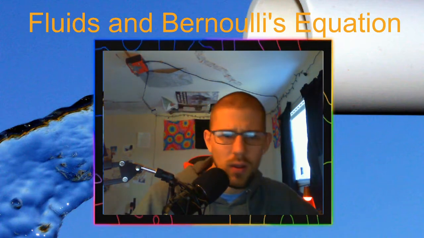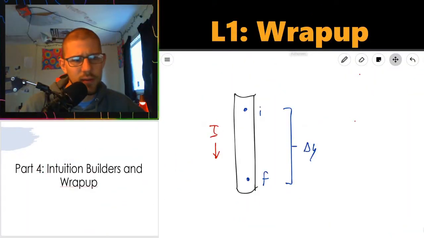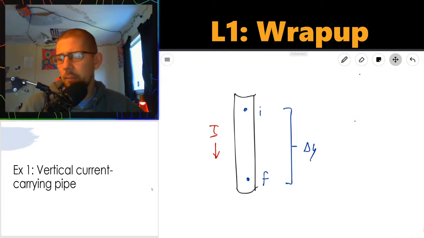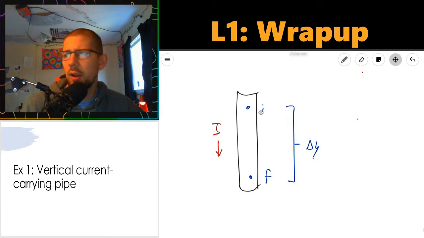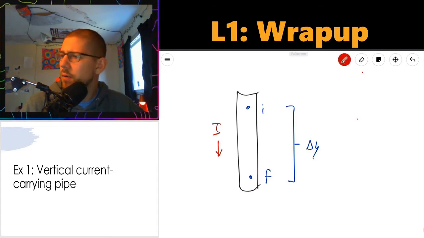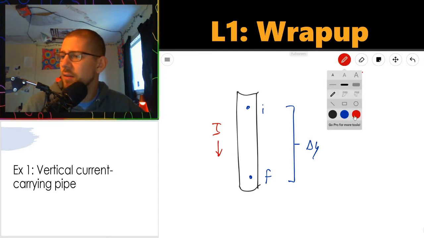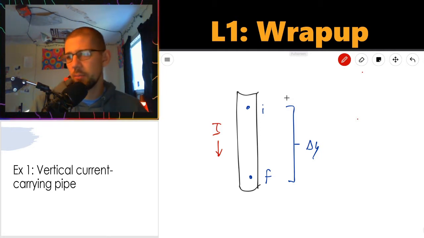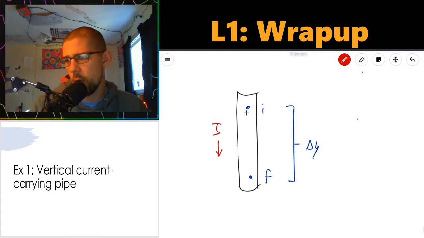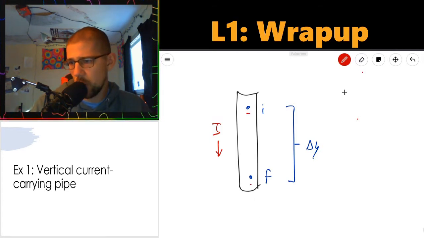So let's get started. The first example I want to give is one of a vertical current carrying pipe. There are no pumps, no resistance in here. It's just a vertical current carrying pipe. Now, what I want to ask you is, what parts of the Bernoulli equation change when I go from this initial position up top to this final position at the bottom? So gravity points down here.